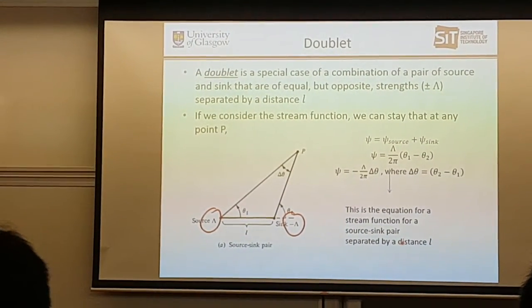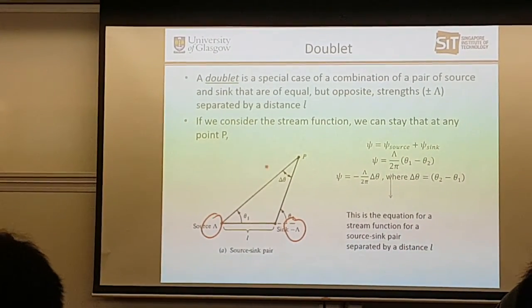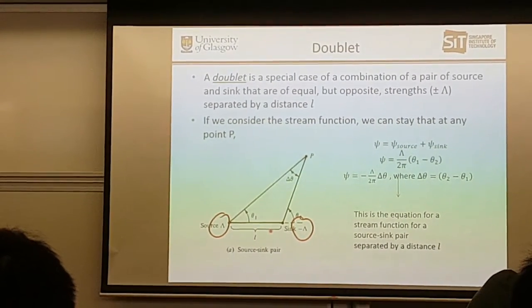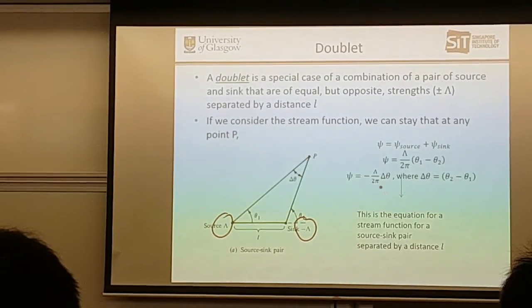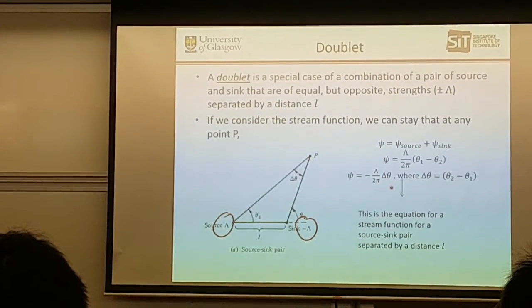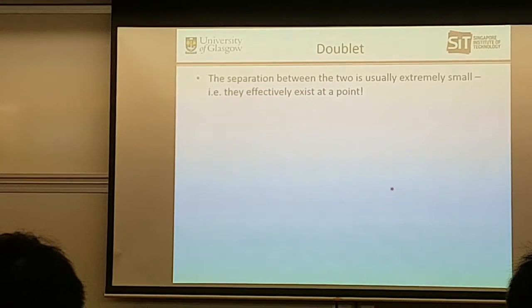Now the question is this. We say for a doublet to happen, the L has to be very, very small. So that means we must be able to quantify what this delta theta equals to. So how do we do that? The first thing is this.